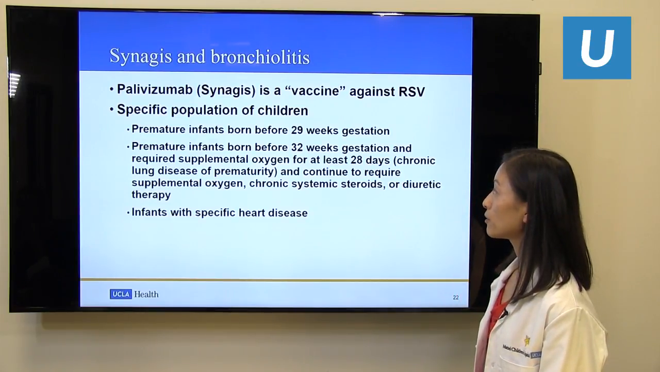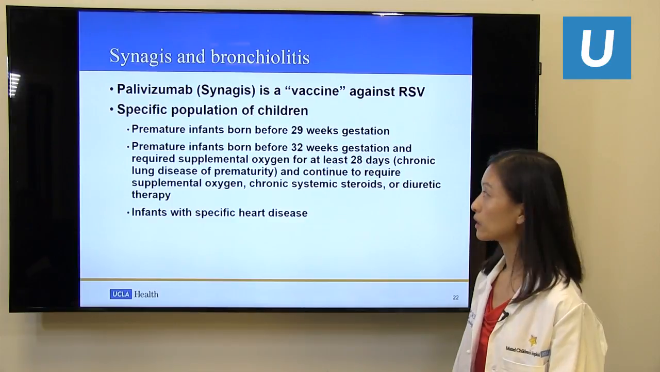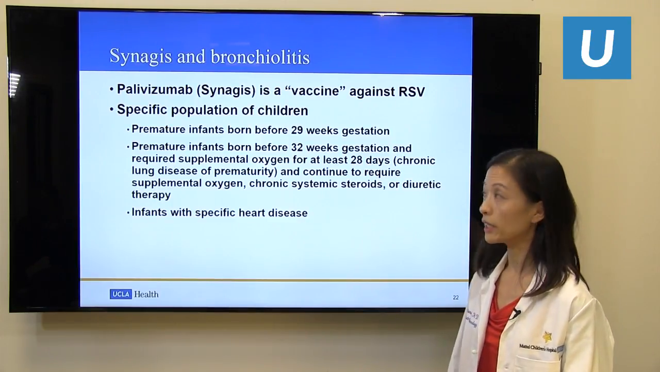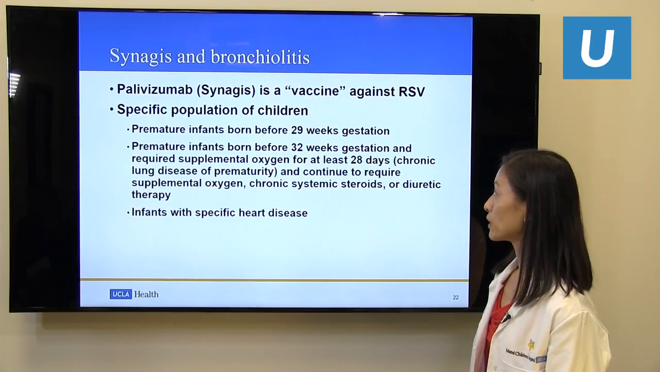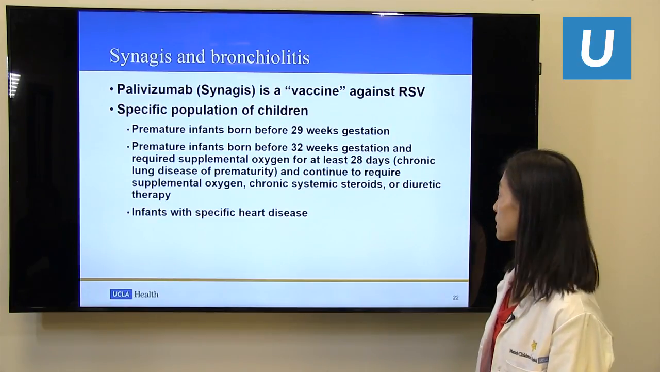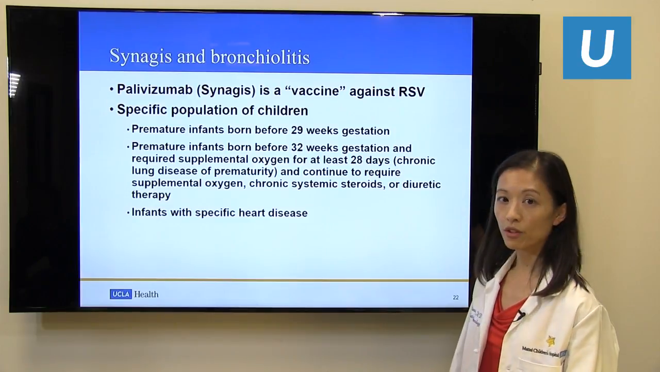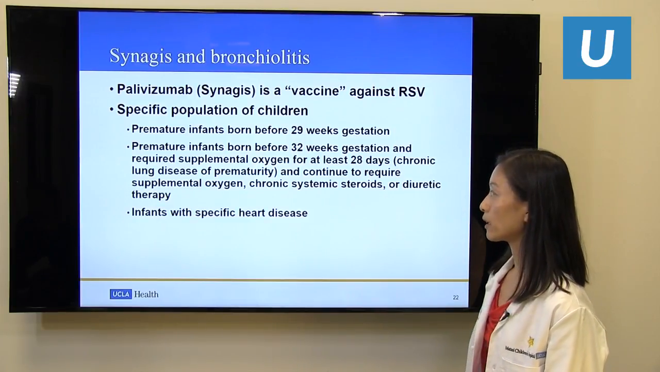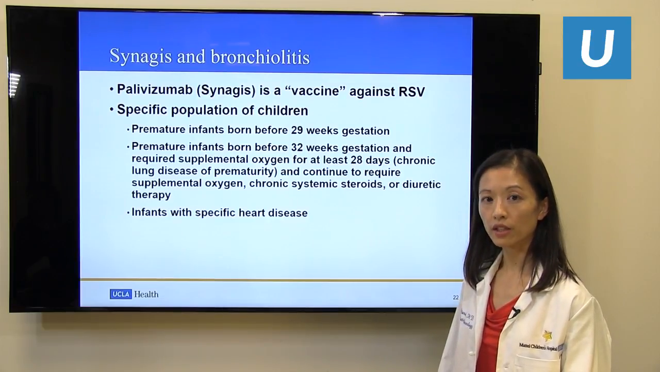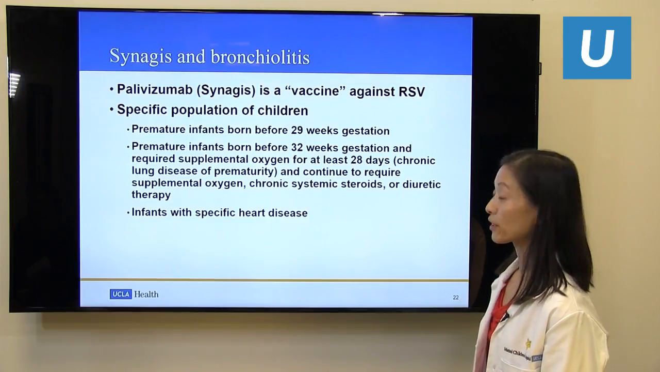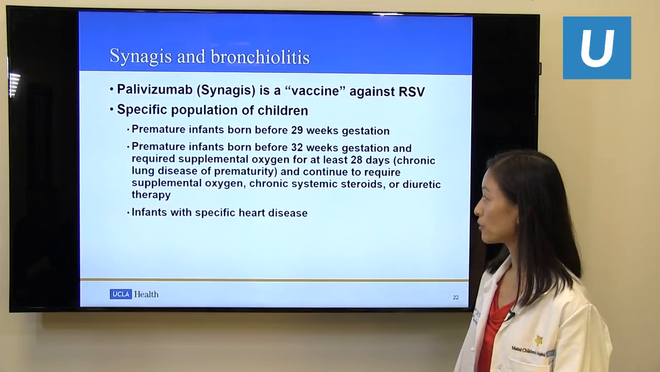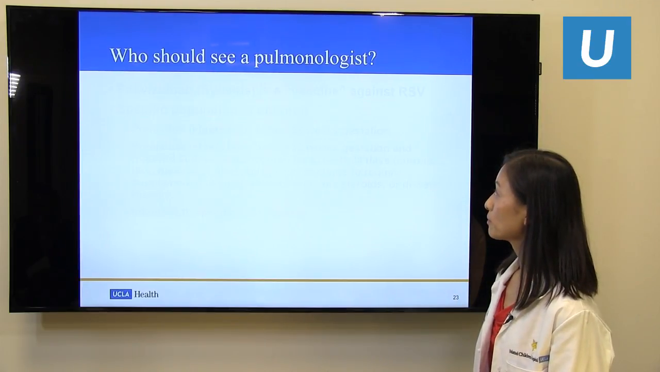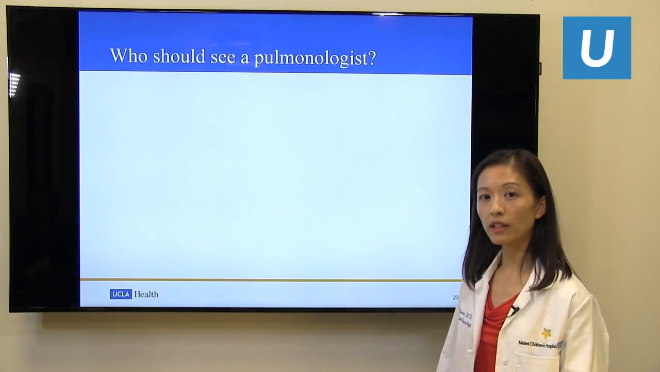And it is only for a specific population of children, specifically premature infants that are born before 29 weeks, and also premature infants born before 32 weeks who required supplemental oxygen for at least 28 days and continue to require supplemental oxygen, chronic steroids, or chronic diuretic therapy. And also infants with specific heart diseases can qualify for Synagis. So who should see a pulmonologist?